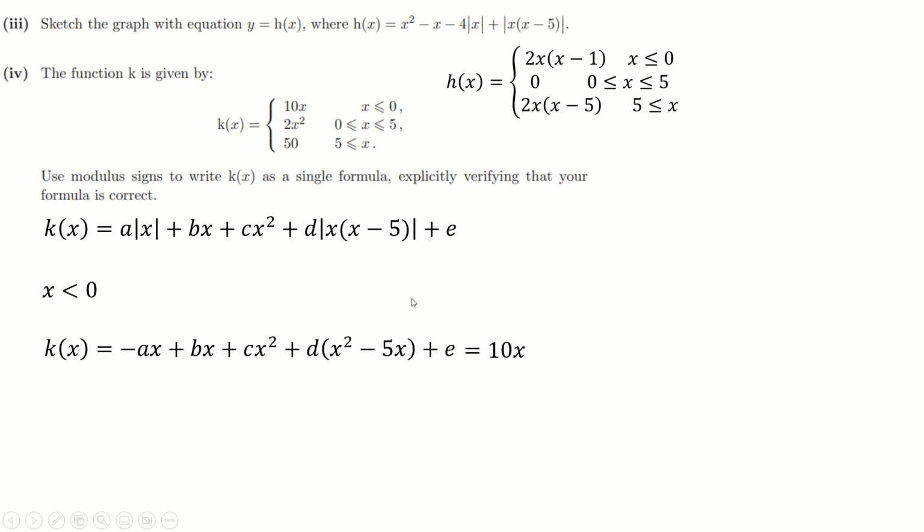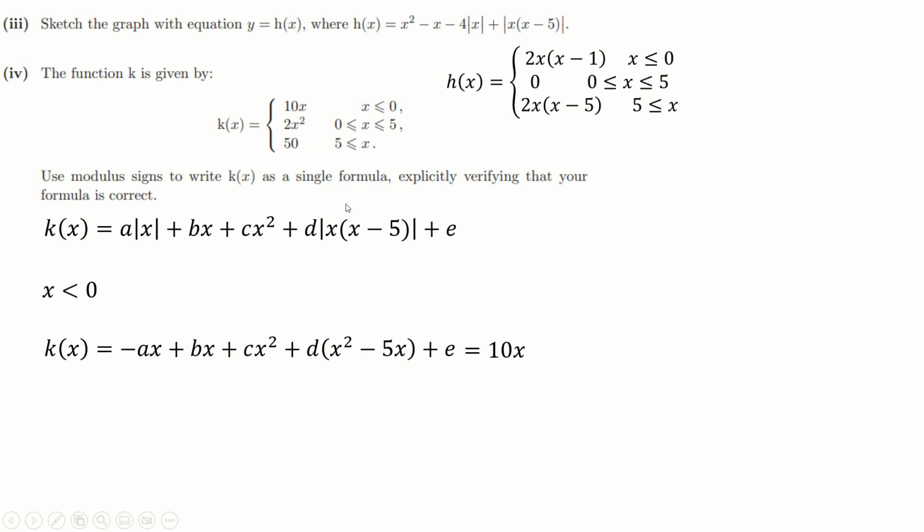I can't get rid of the e, because then it's 0. So what do I do here? The key is to think, well, okay, I need to change behavior at x less than 0, between 0 and 5, and greater than 0, except this one does all of that for you.